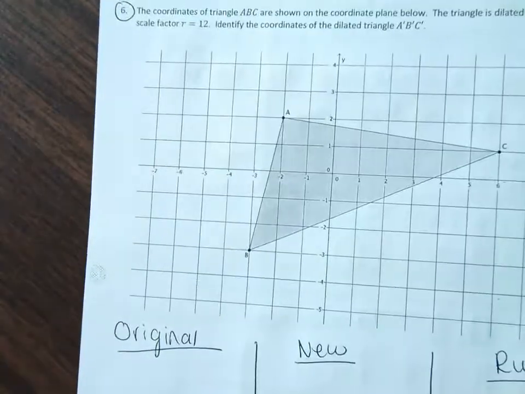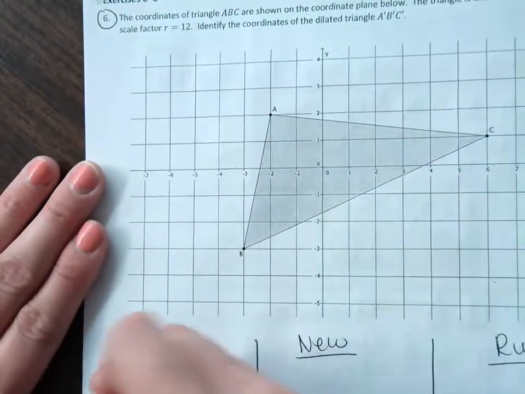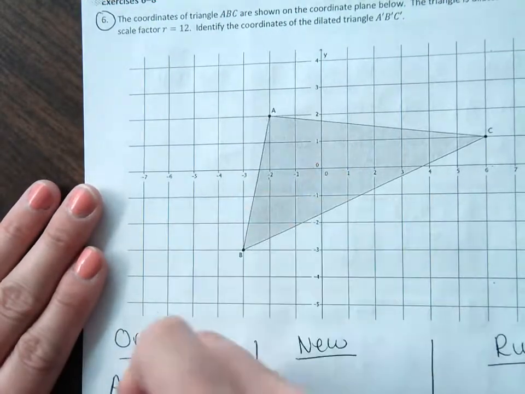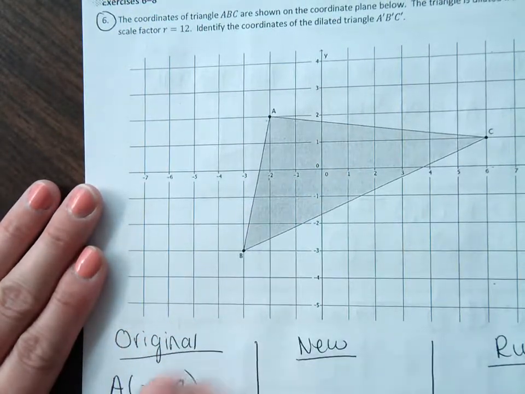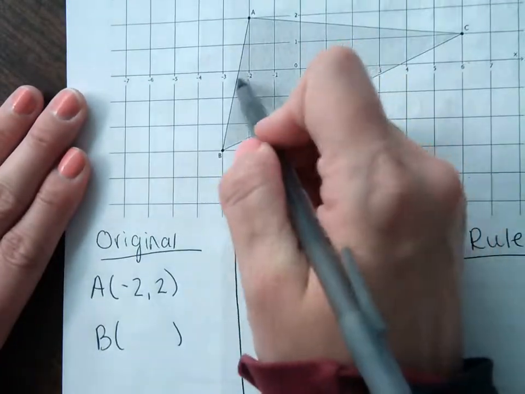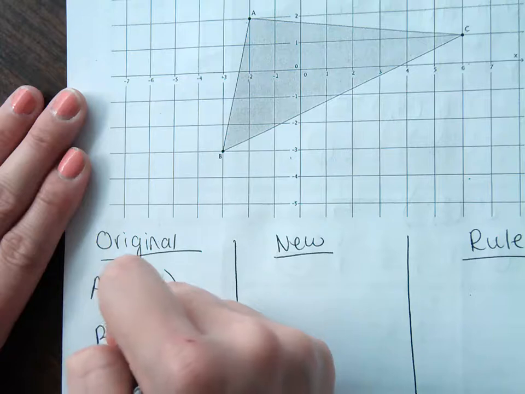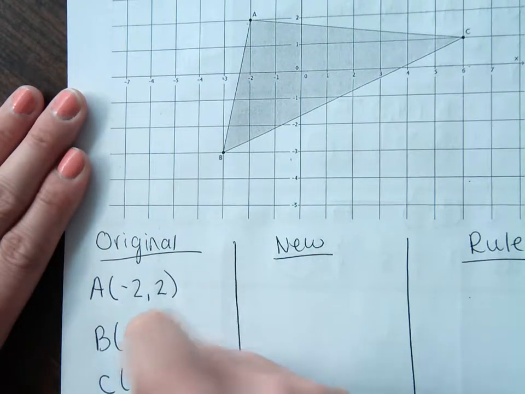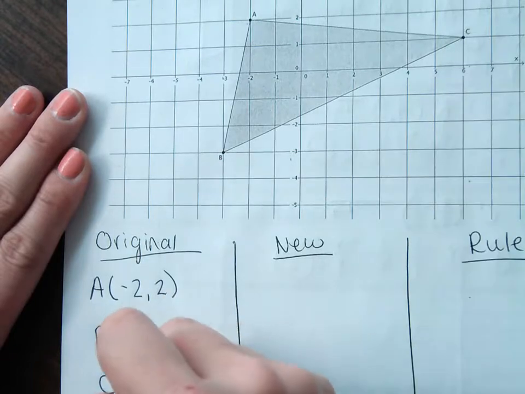Alright, let's do some of this on the coordinate plane. And then you're going to do the rest of this packet on your own. So, A is currently located at -2, 2. B is located at -3, -3. And C is located at 6, 1.